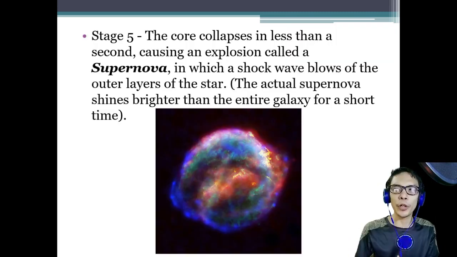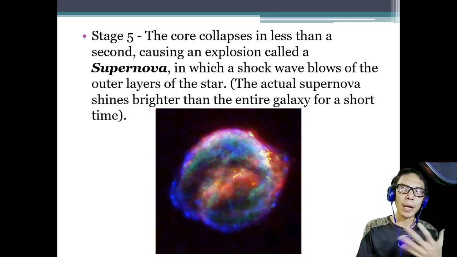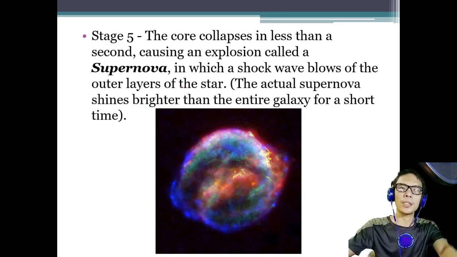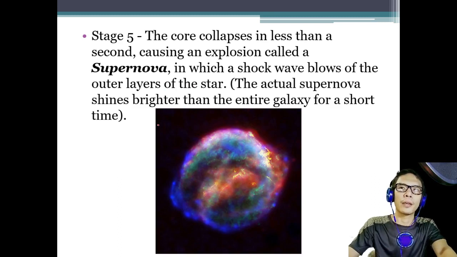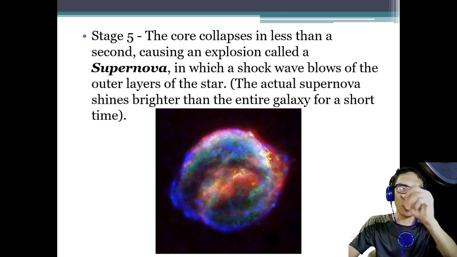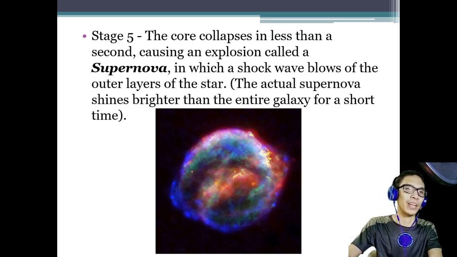So stage 5, we have supernova. Unlike average stars, massive stars undergo supernova. This is a cataclysmic explosion in the universe, one of the magnificent things to see, although it is a violent explosion.